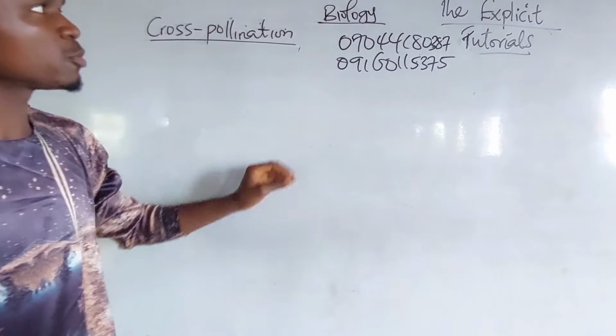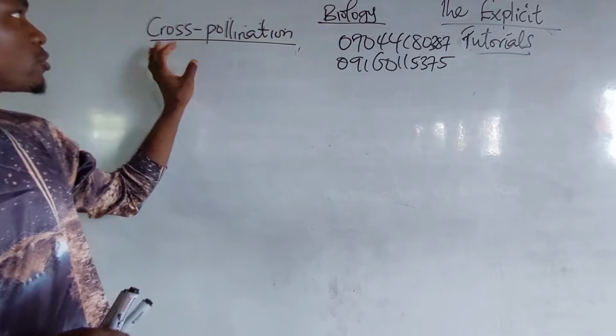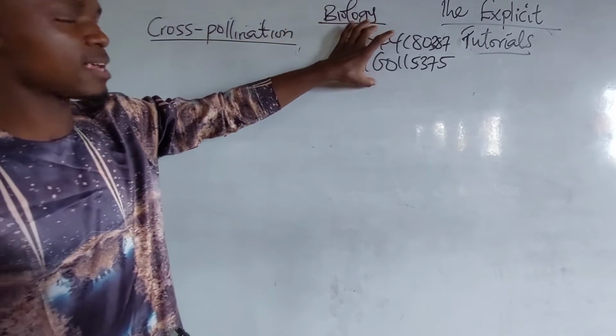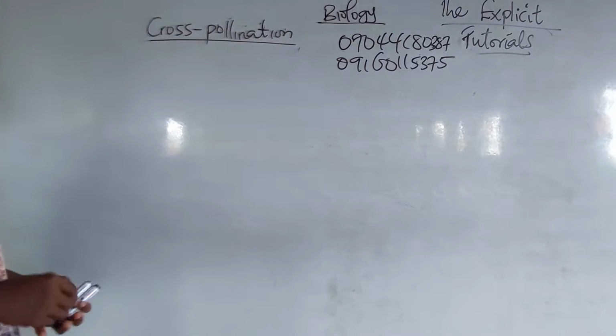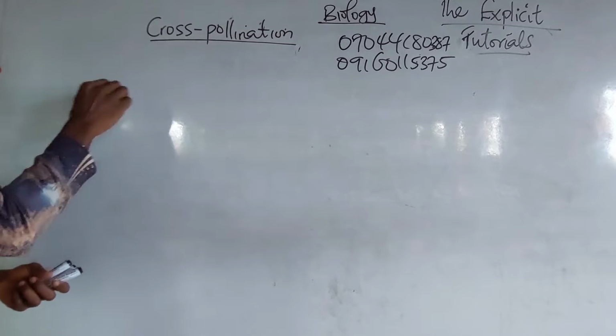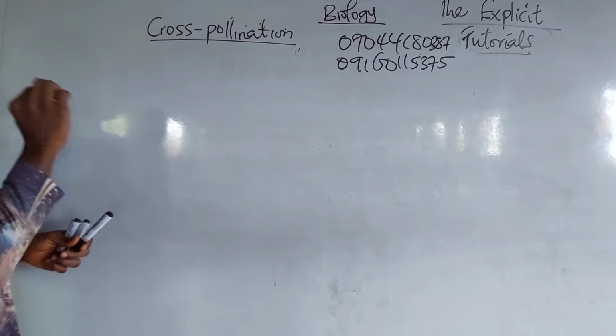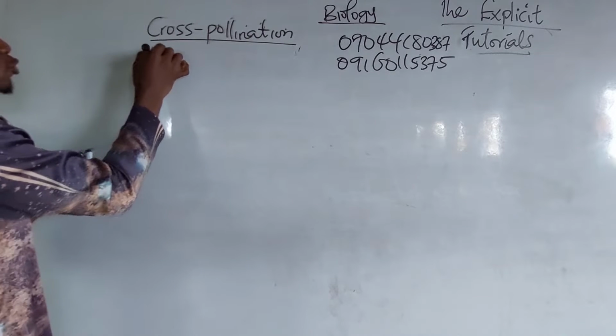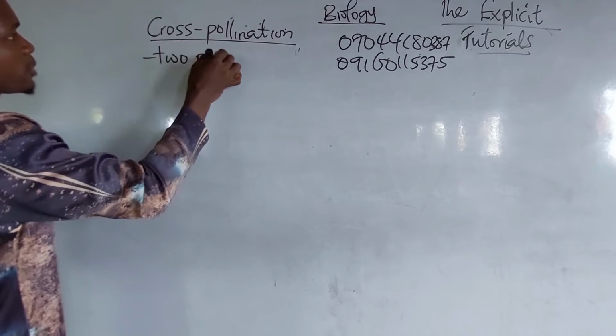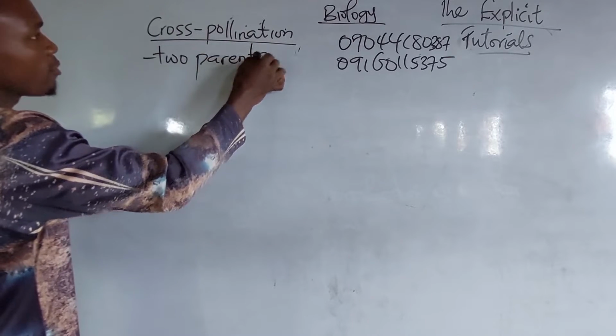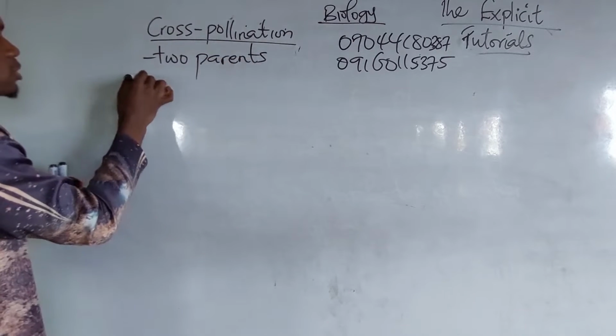Alright, so this morning we're discussing biology, a topic called cross-pollination. Now, having written cross-pollination on the board, what does it mean? This is a type of pollination that involves two parents. In cross-pollination, two parents are involved. And what does it mean?